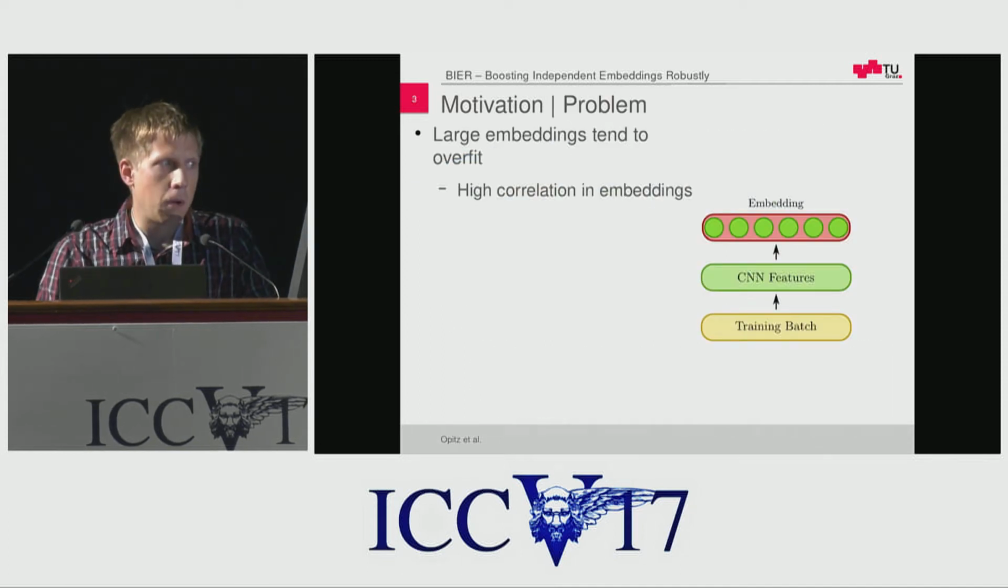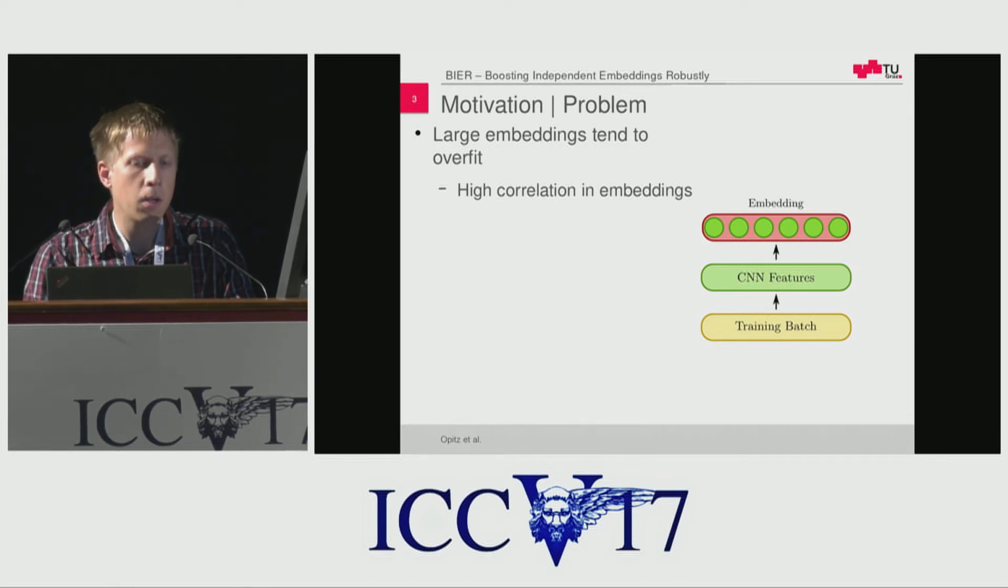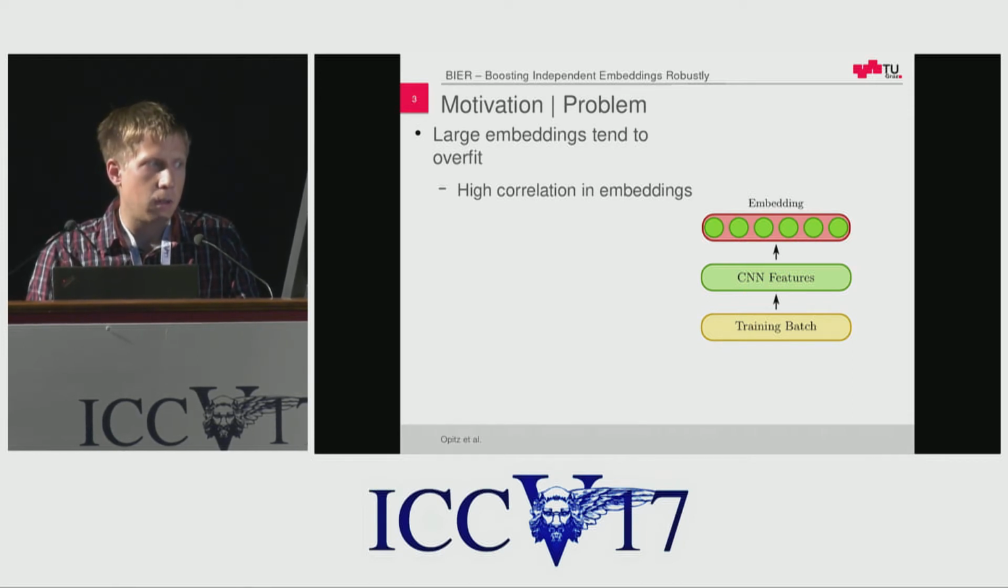And what's the problem here? So what we found is that especially large embeddings tend to overfit in this area, and you can measure this, and this manifests itself in high correlation in embeddings. And that means basically that your embeddings are kind of redundant, especially if they're large.